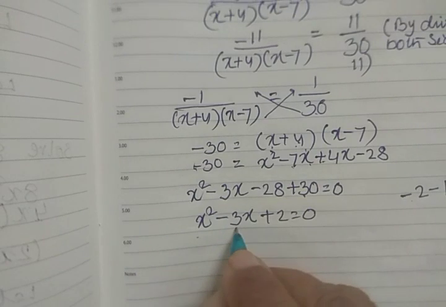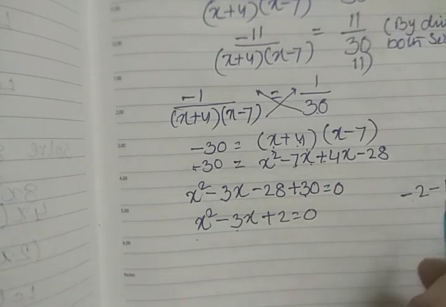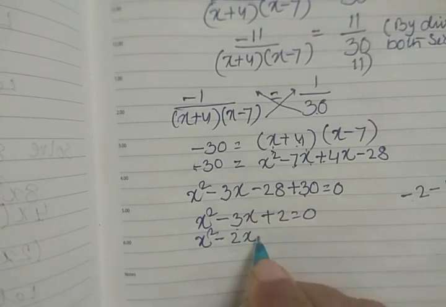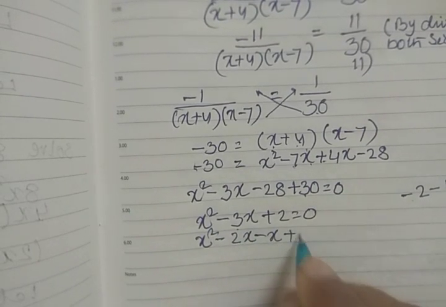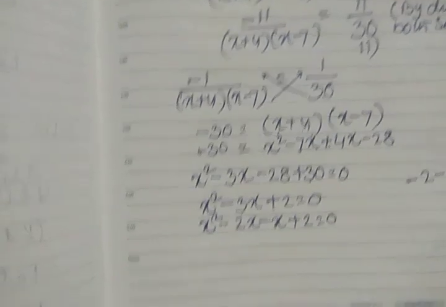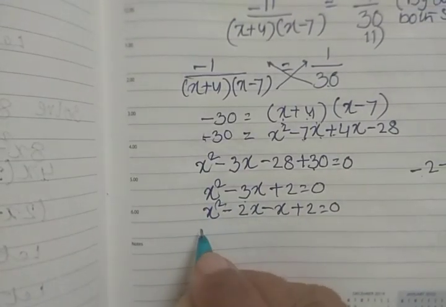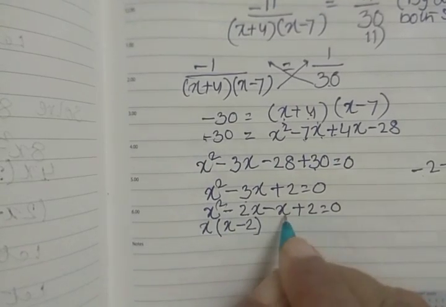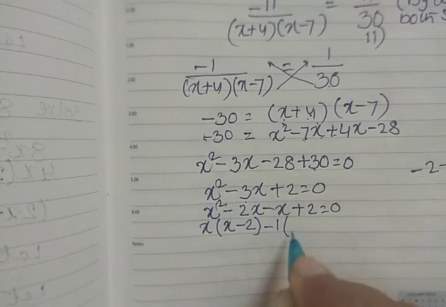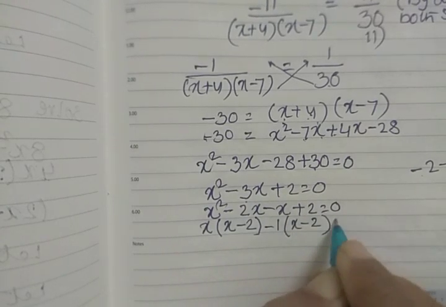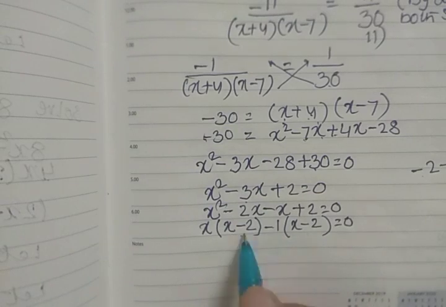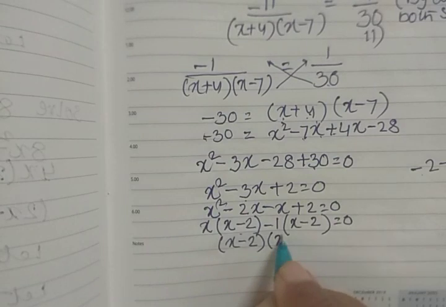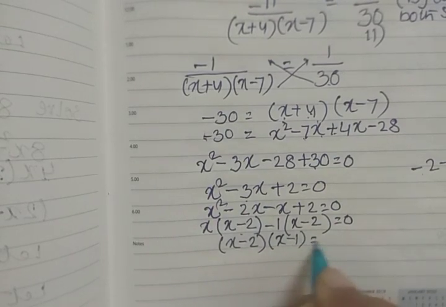So let us split this middle term into minus 2x and minus x. X square minus 2x minus x plus 2 is equal to 0. So from these two let us take x common. X minus 2. From these two let us take minus 1 common. X minus 2 is equal to 0. So you have x minus 2 common. X minus 2 into x minus 1 is equal to 0.